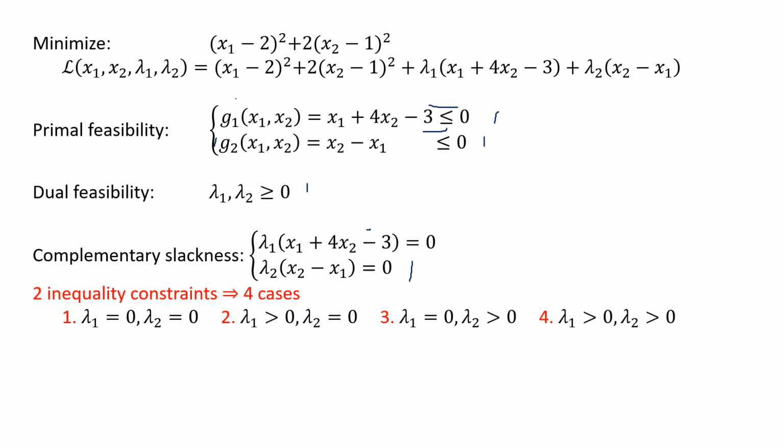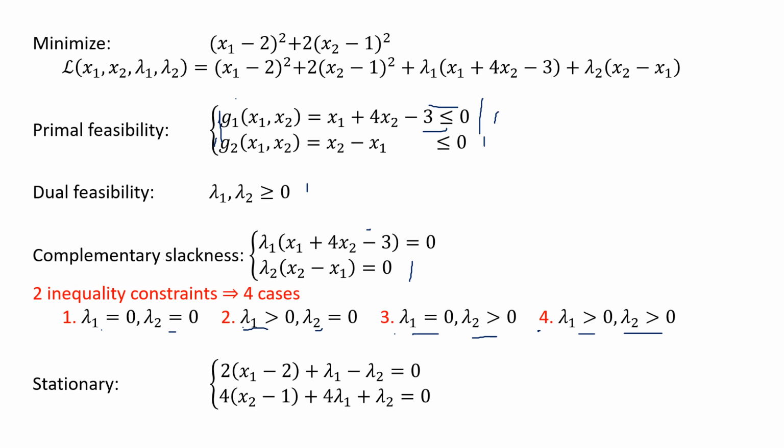Since we have two inequality constraints, we have four possible cases to examine. Case 1 is when both lambda 1 and lambda 2 are zero, that is, when both constraints are inactive. Case 2 is when g1 is active but g2 is inactive: lambda 2 is still 0, and lambda 1 is greater than 0. Case 3 is when lambda 1 equals 0, so g1 is inactive, and lambda 2 is greater than 0, so g2 is active. And case 4 is when lambda 1 and lambda 2 both are greater than 0, therefore both g1 and g2 are active constraints.